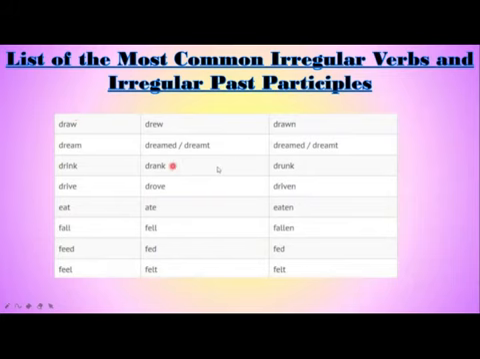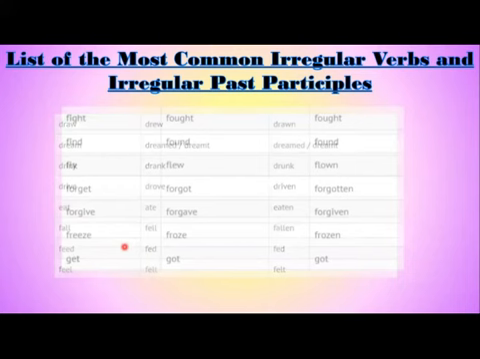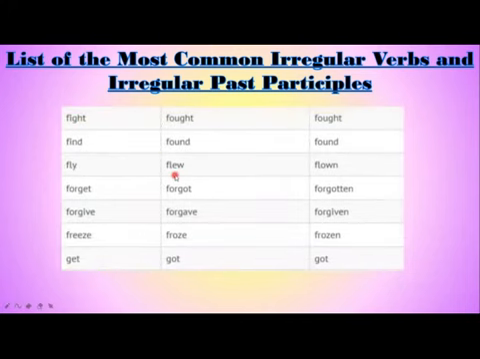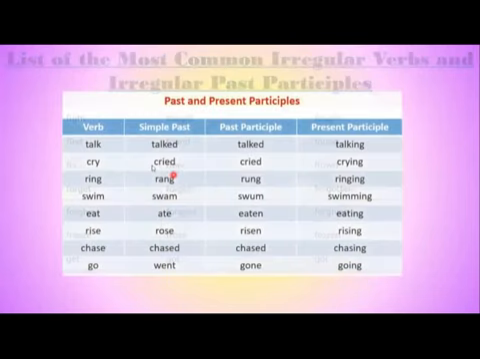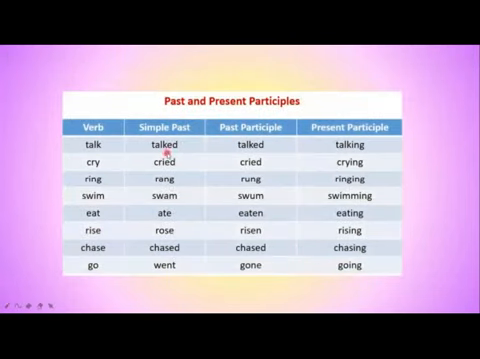Draw, drew, drawn; dream, dreamt, dreamt; drink, drank, drunk; drive, drove, driven; eat, ate, eaten; fall, fell, fallen; feed, fed, fed; feel, felt; fight, fought; find, found; fly, flew, flown; forget, forgot, forgotten; forgive, forgave, forgiven; freeze, froze, frozen; get, got. Past and present participle: talk, talked, talking; cry, cried, crying; ring, rang, rung, ringing; swim, swam, swum, swimming; eat, ate, eaten, eating; rise, rose, risen, rising; chase, chased, chasing; go, went, gone, going.